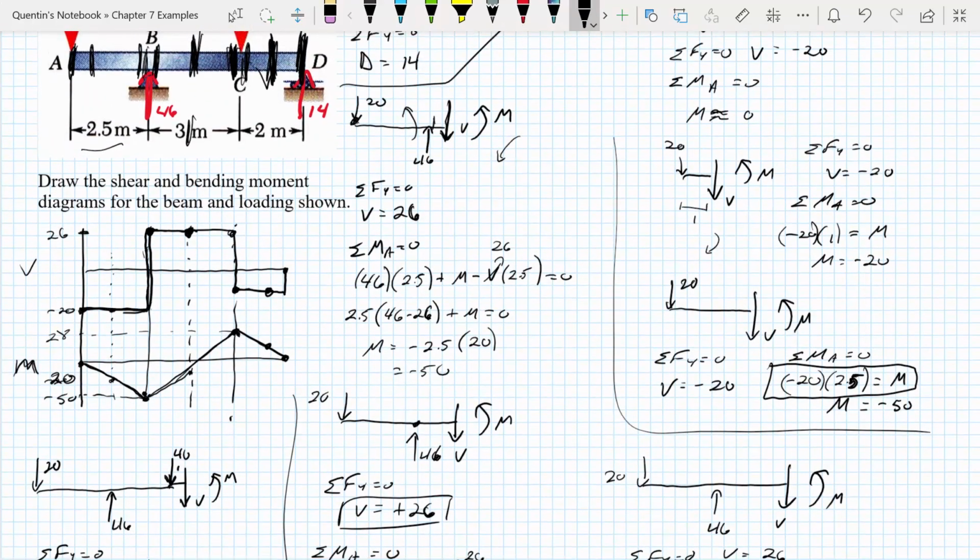Boom, boom, boom, boom, boom, boom. And here, just to kind of make it a little more obvious what's going on. That is your shear diagram. Here is your bending moment diagram. And that is the answer.